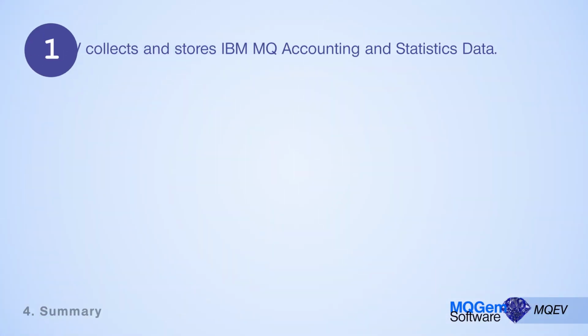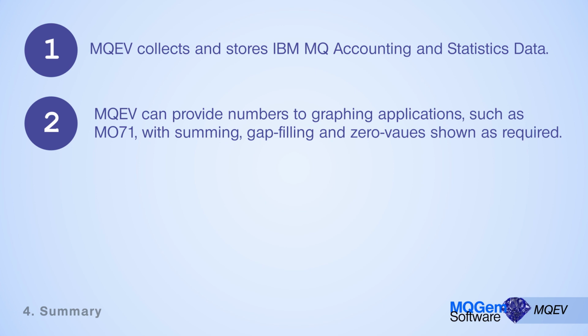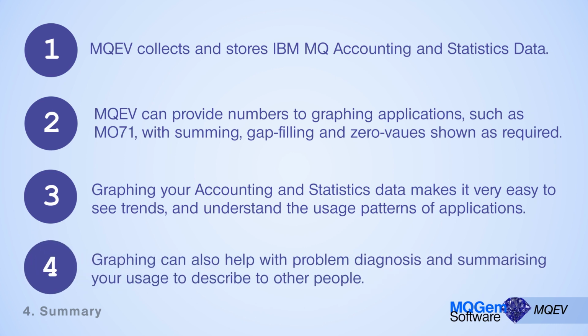In summary, MQEV collects and stores IBM MQ accounting and statistics data. MQEV can provide the numbers to graphing applications such as MO71, with summing, gap filling, and zero values shown as required. Graphing your accounting and statistics data makes it very easy to see trends and understand the usage patterns of applications. Graphing can also help with problem diagnosis and summarizing your usage to describe to other people.